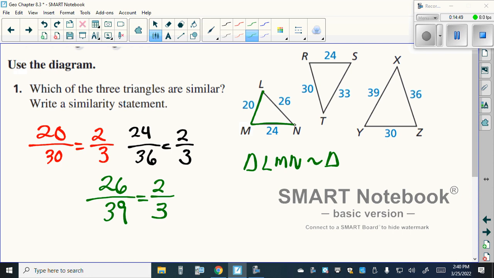Well, L to M, 20 is the smallest, yes? 24 is the middle, and then we have the biggest, yes? In the other triangle, the smallest is 30. The middle is 36 and the biggest is 39, yes? So I went along the smallest, middle, biggest. So smallest, middle, so Y. So we can also use the side lengths to figure out how they connect. Any questions on this here?